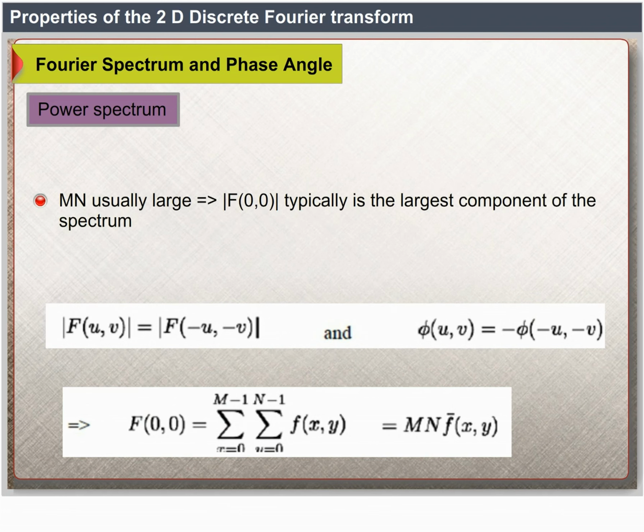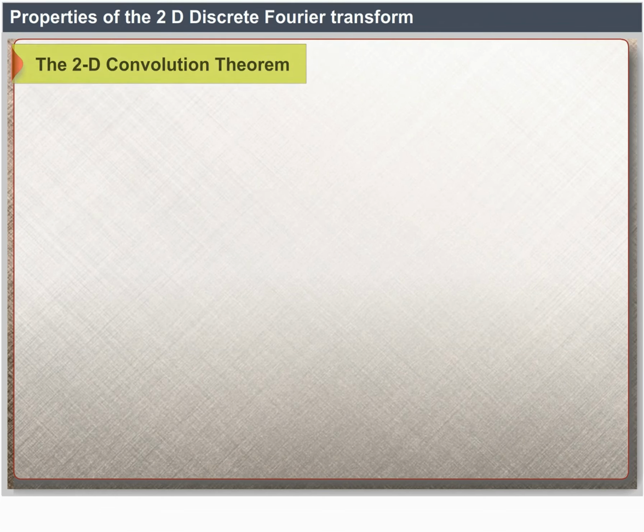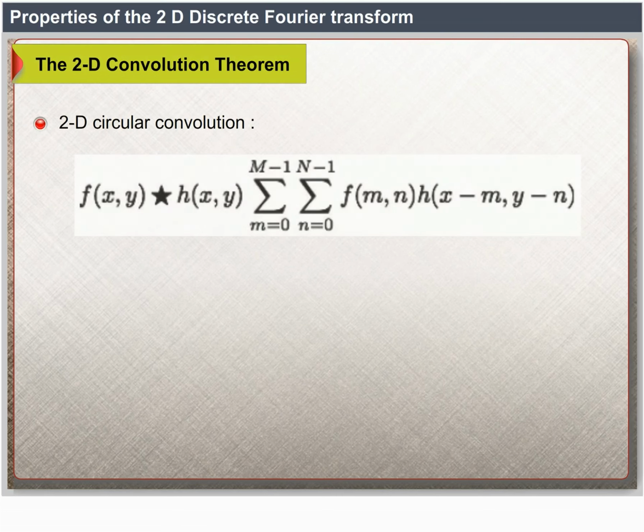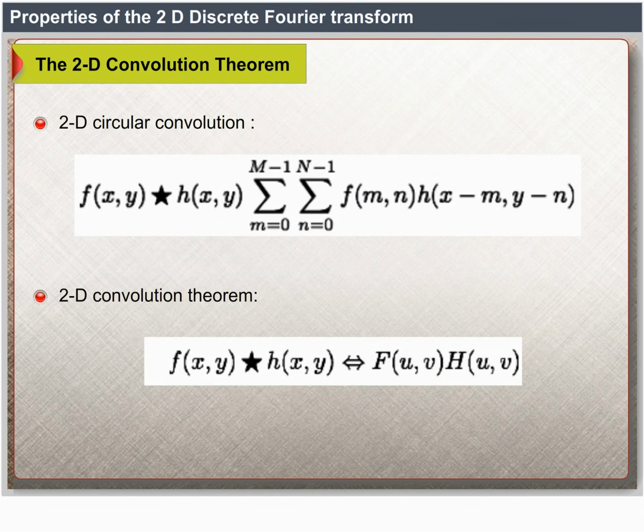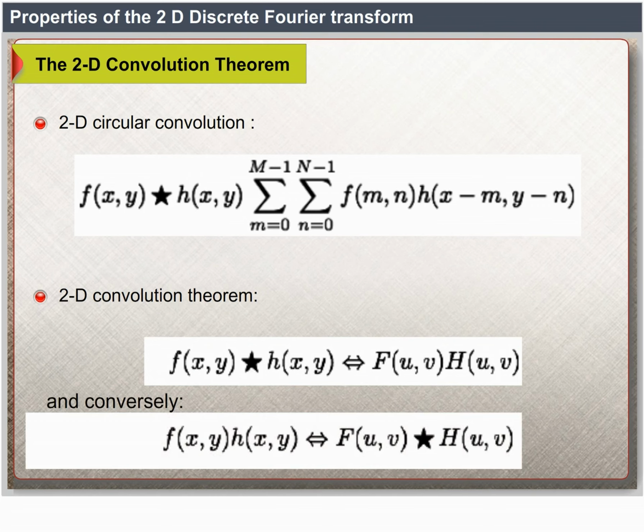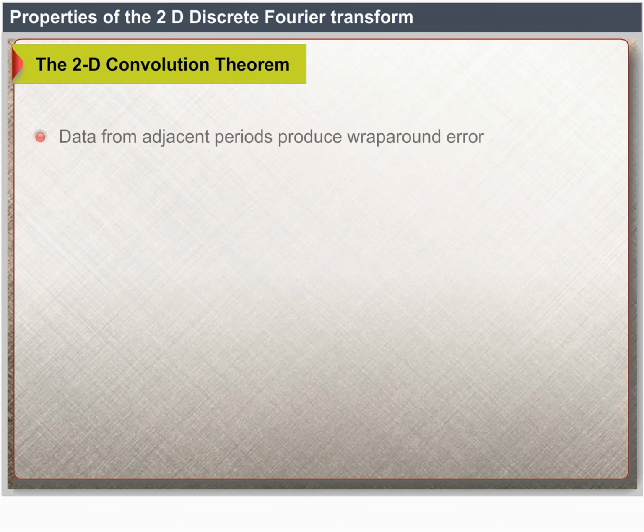In 2D, pad the two image arrays of size M by N with zeros. The padded images are of size P by Q, where P is greater than or equal to 2M minus 1 and Q is greater than or equal to 2N minus 1. The summary of 2D discrete Fourier transform properties is given in the table shown on screen.